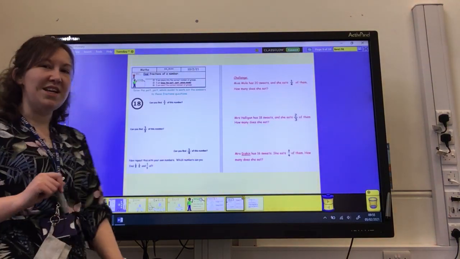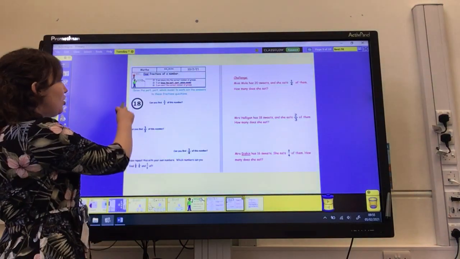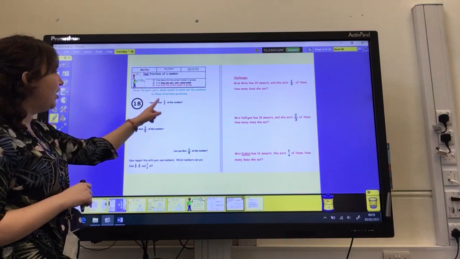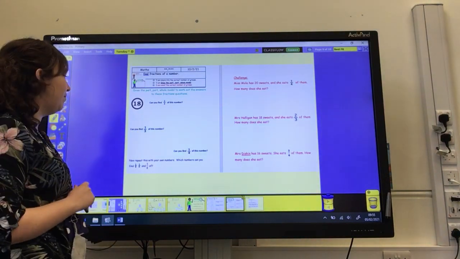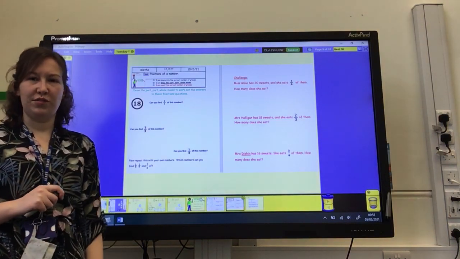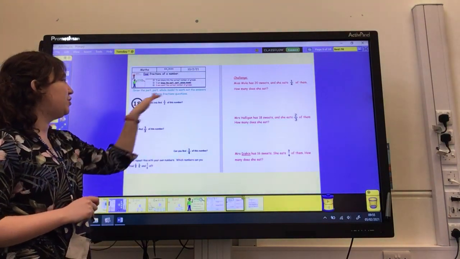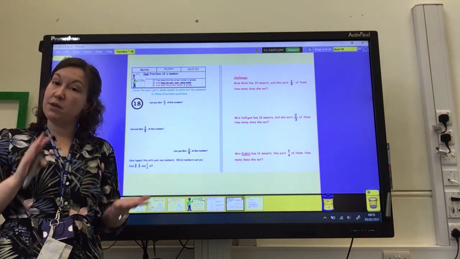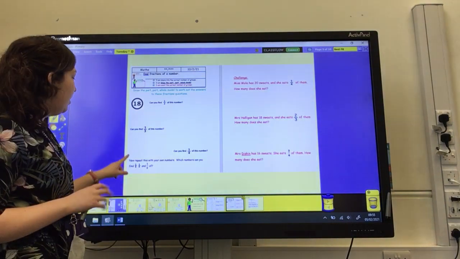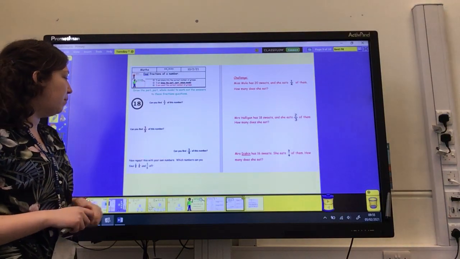Now, if you are doing the main and challenge activity, you've got the number 18. Can you find half of this number? Can you find a third of this number? Can you find a quarter of this number? So can you show me how you would do each of those? Do they all work? Because some numbers they will work for, some numbers they won't work for. Then, now repeat this with your own numbers.